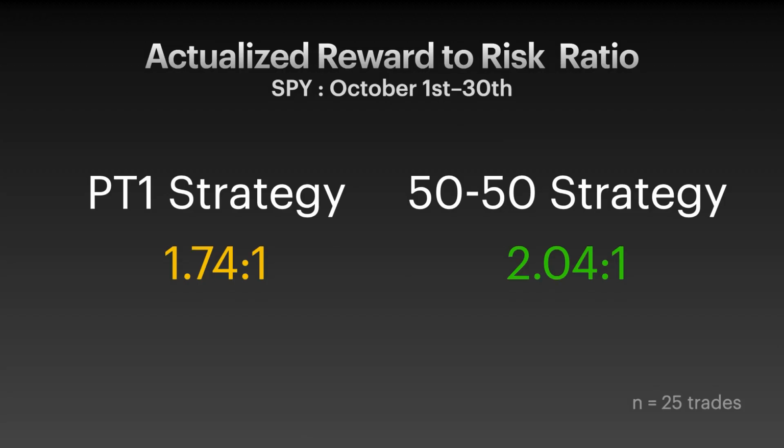The final actualized reward to risk ratios for the SPY are 1.74 to 1 for the profit target 1 strategy and 2.04 to 1 for the 50-50 strategy. I've said it a bunch of times, but now we'll say it conclusively. A reward to risk ratio of over 1.5 to 1, or even better, 2 to 1, while maintaining a 50% win rate is really good and means that as long as this ratio is maintained, you'll always be profitable in the long run. Using some of the strategies I highlight later in this video, I think you could possibly achieve an even better reward to risk ratio while using TRNDBot.